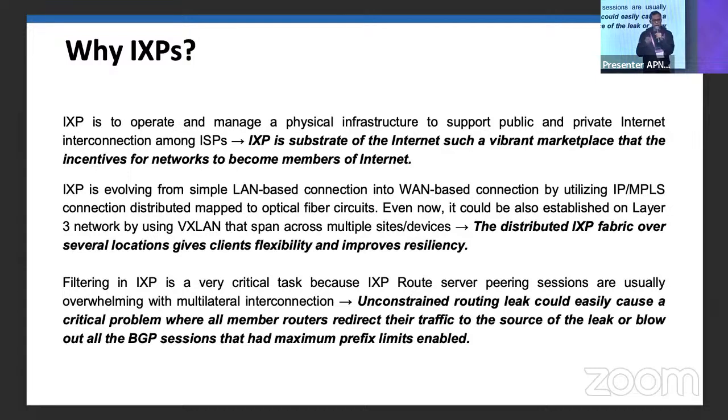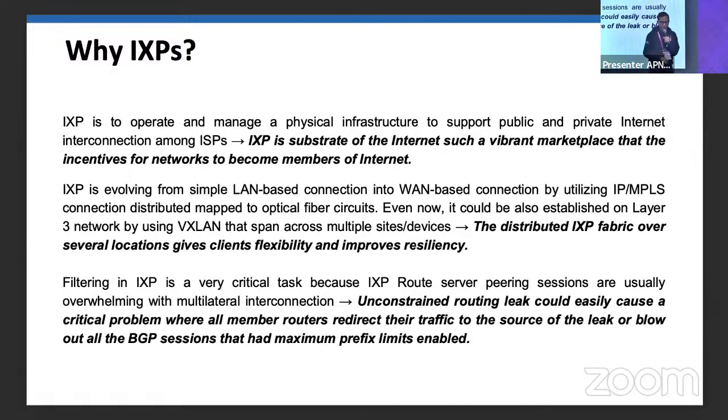So if you are doing well with the filtering or routing policy, the IXP will operate very well. But imagine if you make some mistakes and cause a route leak in the IXP, with the route server or whatever it is, then you will leak all the prefixes that have some problem to all your members.